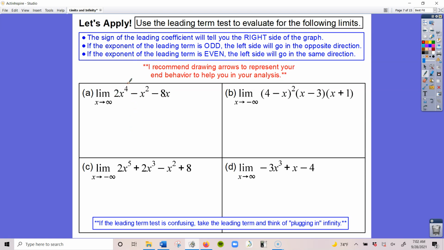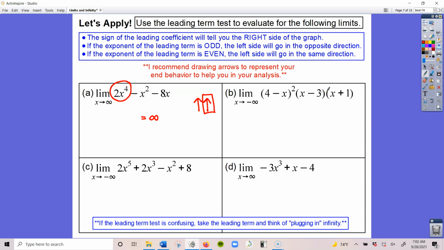In this polynomial, my leading term is 2x to the 4th. So I look at the sign. Since it is positive, the right side will go up. Since my exponent is even, the left side will also go up. So the limit as x is approaching infinity is going to equal, and this is talking about the right arrow, which is up.